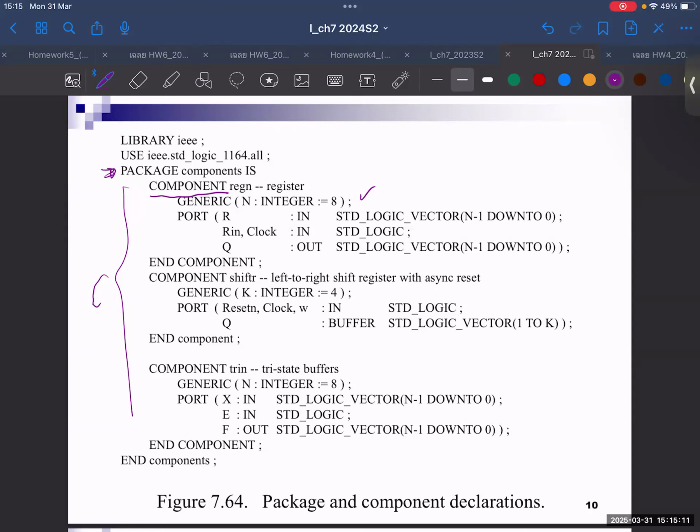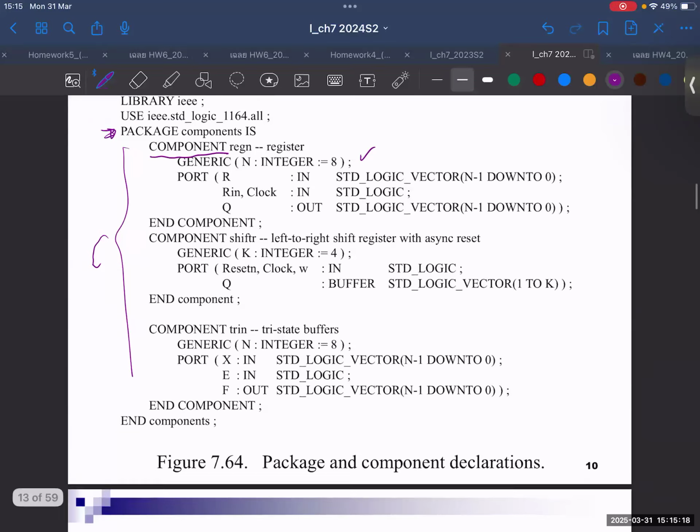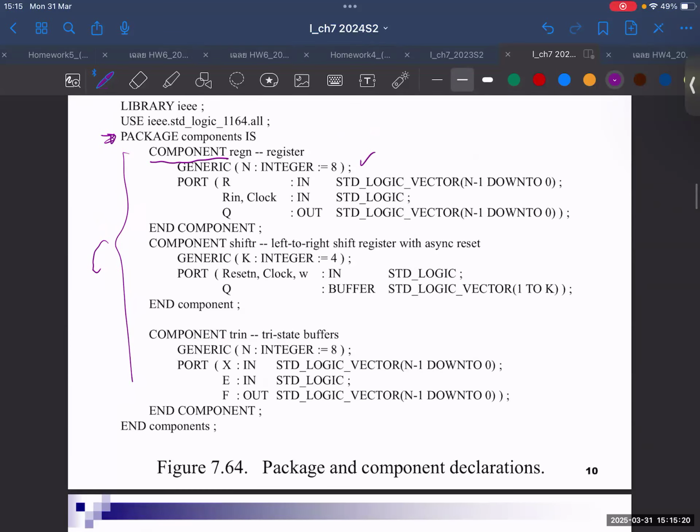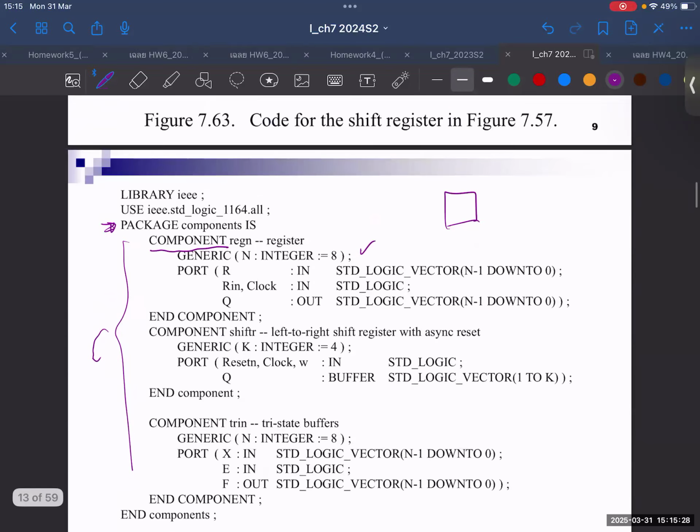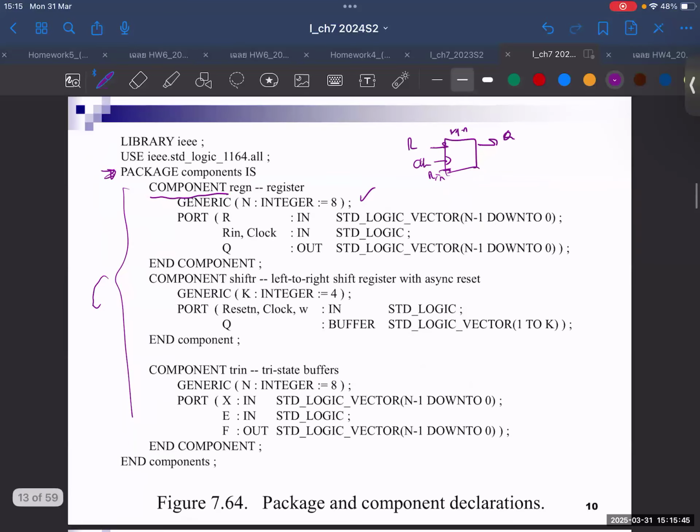Okay. So the components mean that each one is like an IC. Basically, it's like an IC, and the input and output are defined. For example, a component is actually like an entity. So basically we have an IC, and this IC is called register N, right? It has R in and Q out, and clock and R in. This is like you have an IC, the same as the other one.